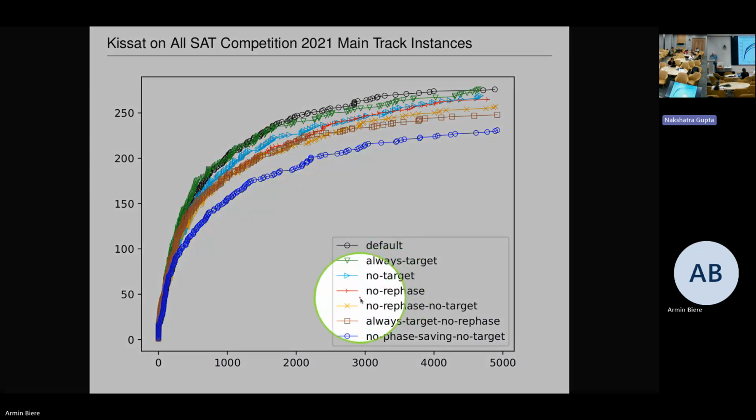All right, and no rephase. This is this red one, right? This is somewhere here, right? So only target phases don't give you that much, right? If you always target, this is actually not bad, right?